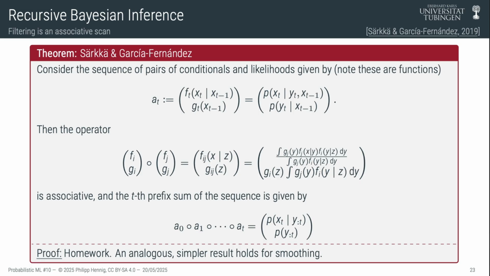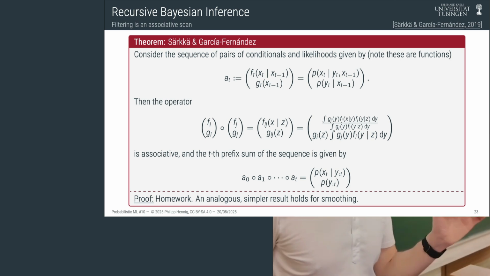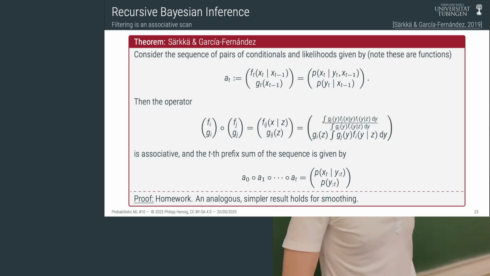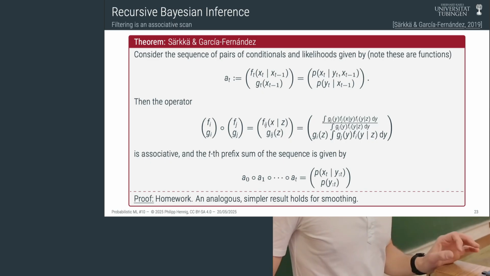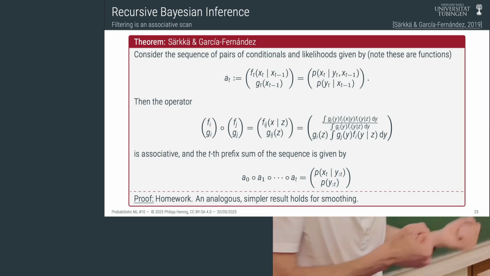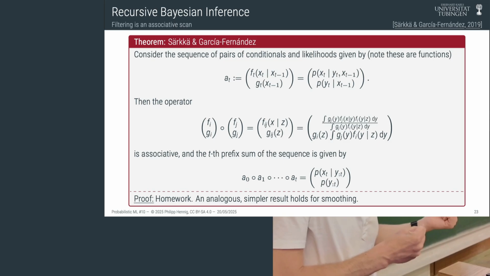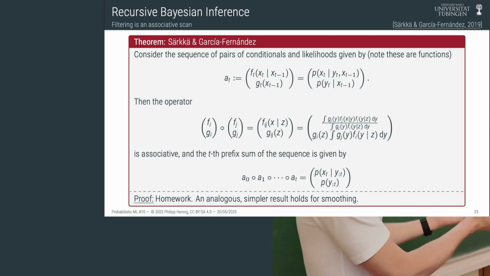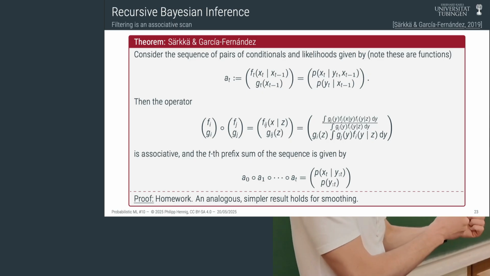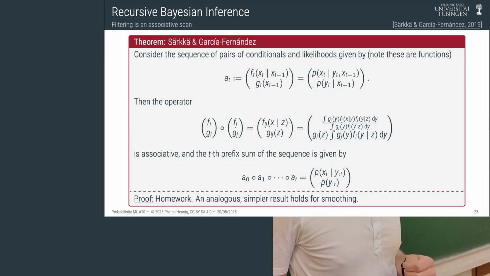Why is this cool? Well, it's only cool if you're a computer scientist and you care about complexity of algorithms. What this means is you can compute the filtering distribution in sublinear time if you have parallel computing available. So you can actually catch up with the future. You can travel into the future if you like, right? You can have a sequence of numbers arriving, and then you more or less instantly, in logarithmic time, catch up with them if you're allowed to use parallel computation.